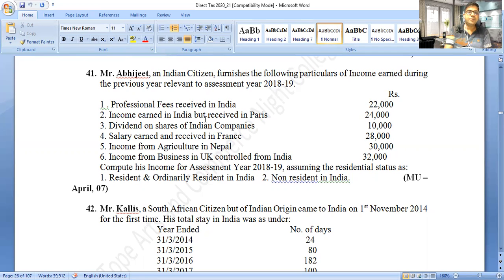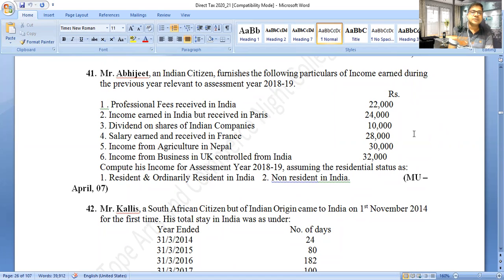Next, income earned in India but received in Paris 24,000. Earn means generated, arise, accrue. If it is earned in India, then it is taxable to all: R&OR, RBNOR and NR. Next, the dividend on shares of Indian company 10,000. One thing you have to keep in mind, dividend from an Indian company is non-taxable. It is exempt. So we have to put non-taxable for all. Why is it non-taxable? Because it is exempted under section 10 subsection 34.